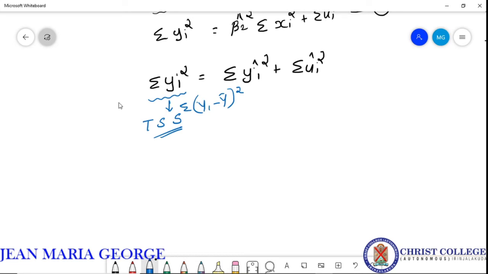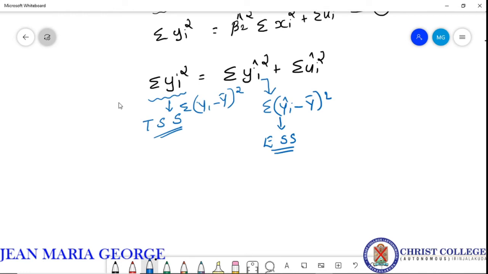It is called the total sum of squares. Now sigma yi hat square is sigma yi hat minus y bar whole square. It is called the explained sum of square or ESS. This is represented as the variation of the estimated y value about the mean value. Yi hat is the estimated y value, and this is the mean value. So the variation of the estimated y value from the mean value is represented as sigma yi hat square.